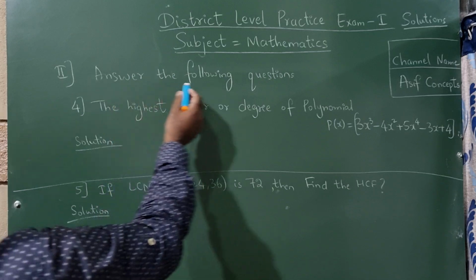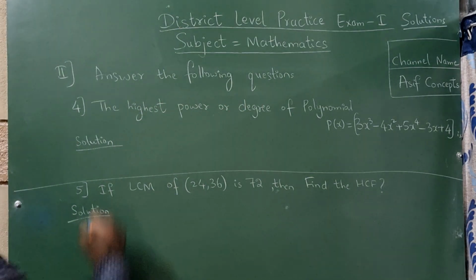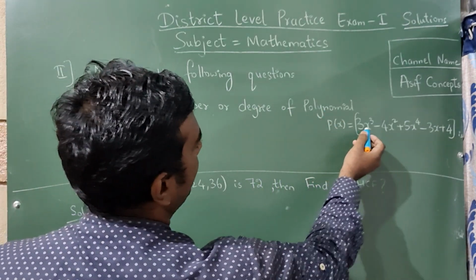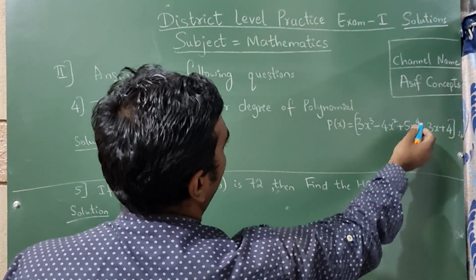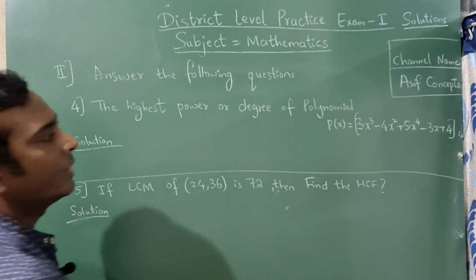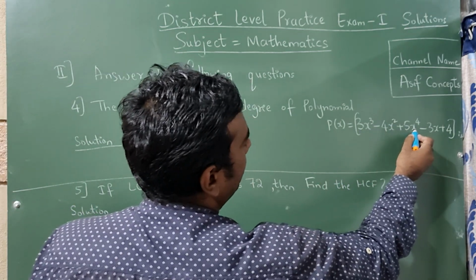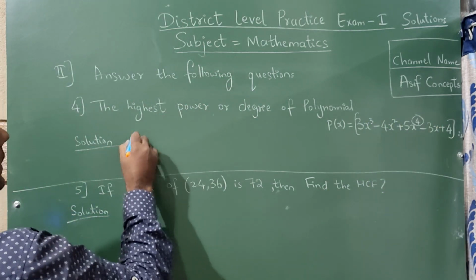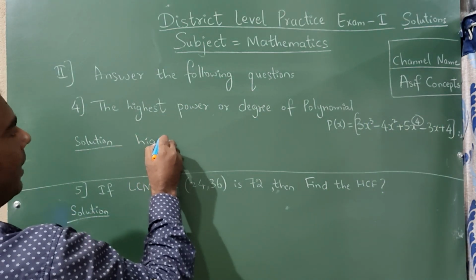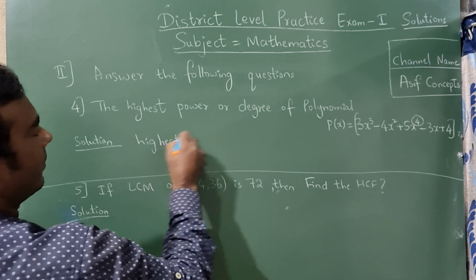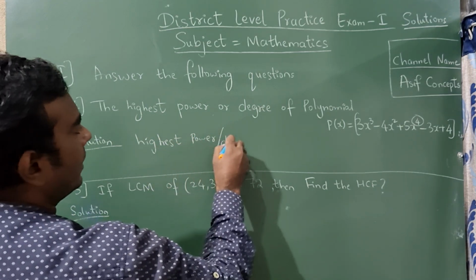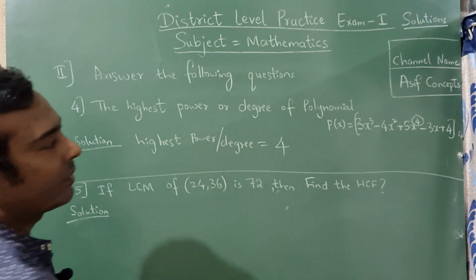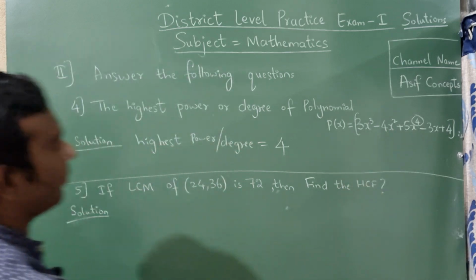Now in the second main, answer the following 2 questions. The fourth question is, the highest power or degree of polynomial p of x is equal to 3x cube minus 4x square plus 5x raised to 4 minus 3x plus 4. Now here this is the variable x and the highest power is how much? 4. So I can write highest power or degree of this given polynomial is 4. Understood? The highest power is 4.